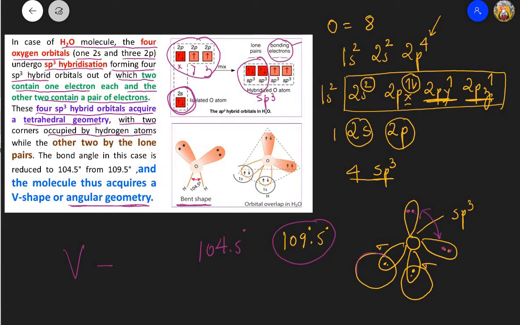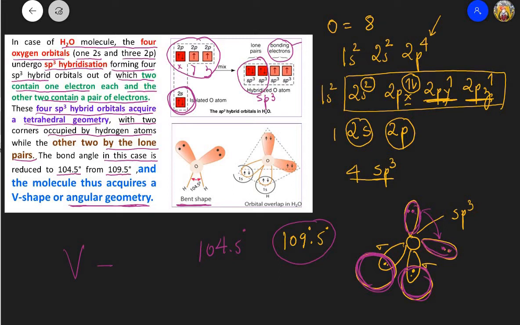As I have told you, in this diagram you can see here the 2 corners occupied by hydrogen atoms, while the other 2 by lone pairs. So this is the lone pair. You can see here in this diagram, 2 will be the lone pairs, and the bond angle in this case is reduced to 104.5 degrees from 109.5 degrees.